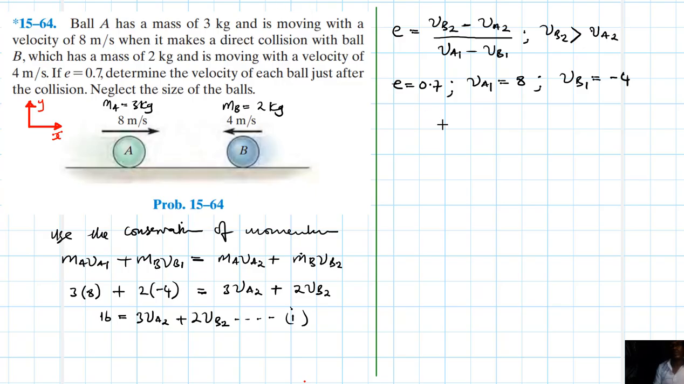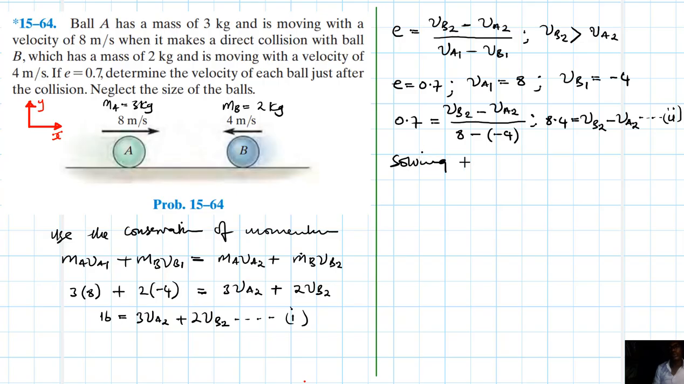Therefore we'll have 0.7 equal to vB2 minus vA2 divided by vA1, which is 8, minus vB1, which is minus 4. Therefore, this just becomes 8.4 equal to vB2 minus vA2. This is our second equation.